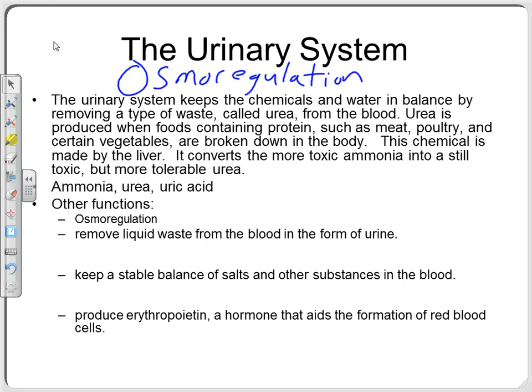Okay? And you can also get them from eating nucleic acids like DNA. Everything you eat has DNA in it, right? And what part of that would give you a nitrogenous waste? Nitrogenous bases, right? Like A's, T's, G's, and C's: adenines, thymines, guanines, and cytosines. So there are different ways that we get rid of those things.